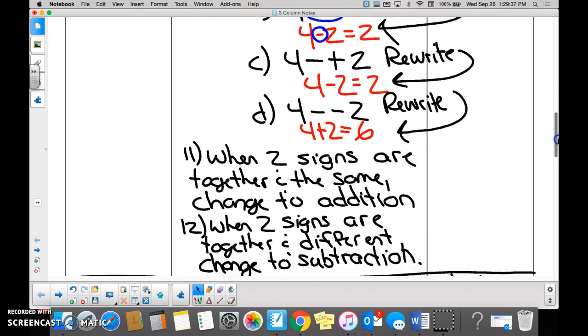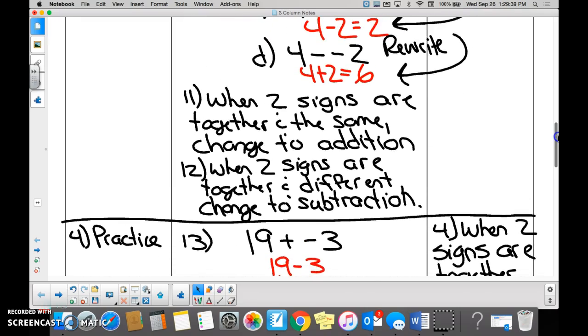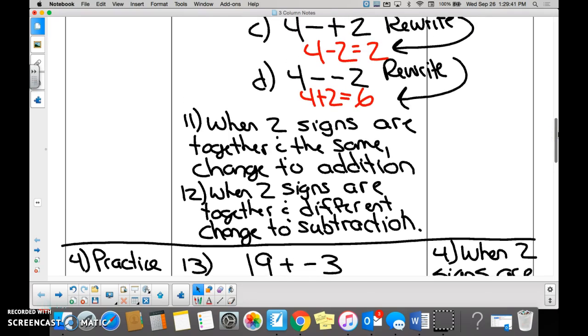And then we came up with these two rules. When two signs are together, so when they're right next to each other and they're the same, you change it to addition, right? When two signs are together and they are different, you change it to subtraction. Is this everybody? I need everyone involved here.